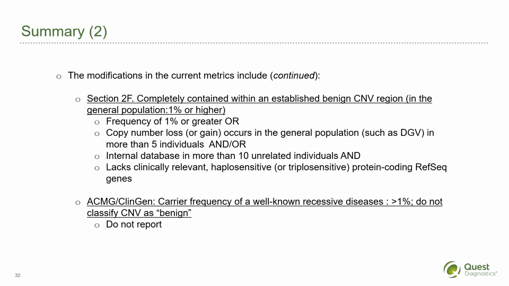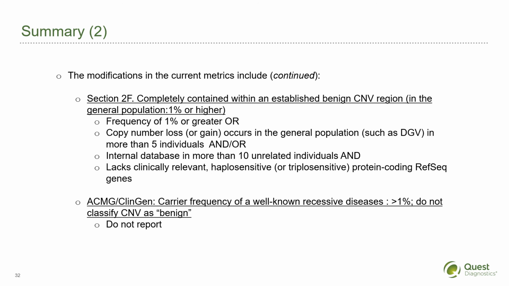Summary 2. Our modified criteria for an established benign CNV include: the frequency of a given CNV is 1% or higher, or the CNV occurs in the general population, such as DGV, in more than 5 individuals, and or the internal database includes at least 10 or more unrelated individuals, and lacks clinically relevant haplosensitive or triplosensitive protein coding RefSeq genes.